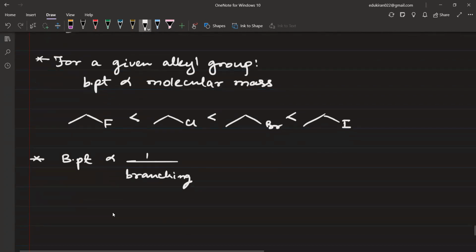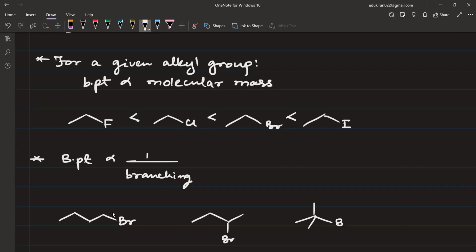And that is why, suppose I have 4 carbon atoms, 1, 2, 3, 4, and I have a Br group. If I just have 4 carbon atoms with the Br, we can see that we have increased the branching. This was linear, now it is a bit branched, and I can increase the branching more like this. All of these have 1, 2, 3, 4 carbon atoms. Now what is happening? If I increase the branching, the boiling point is going to decrease.